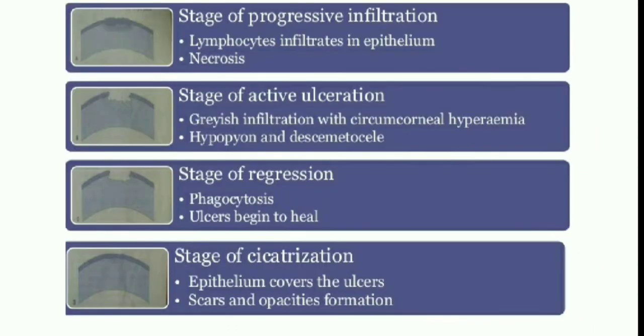Now if only the superficial layer, that means the epithelium of the cornea, is involved, there will be no scar. At the same time, if even the Bowman's membrane is involved, then there will be a scar. So corneal scar is because of the involvement of Bowman's membrane. If only the epithelium is involved, that means superficial, there will be no scar. So these are the 4 stages: first, the stage of infiltration, then active ulceration, regression, and cicatrization.